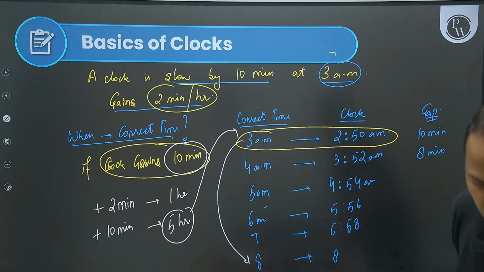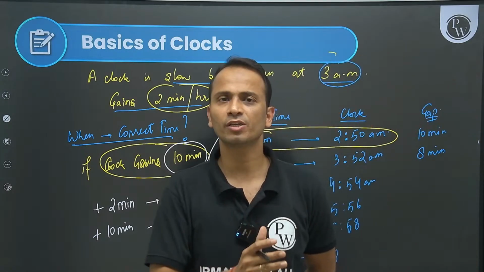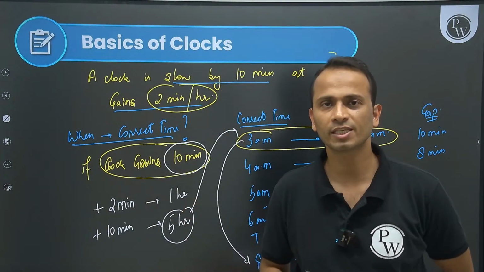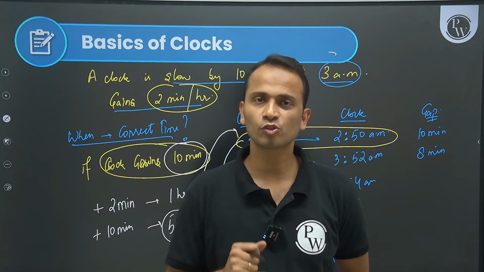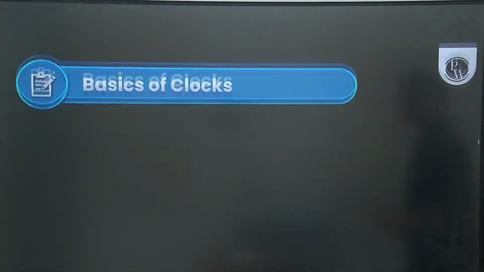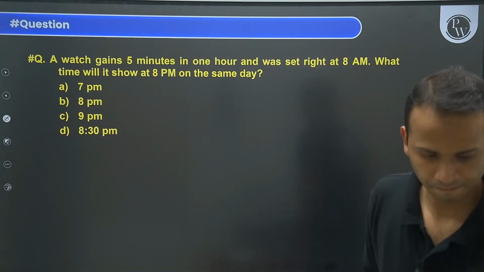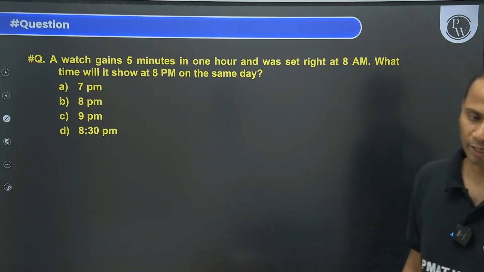Perfect, perfect, great. Let's go. So we have understood the concept of the clocks which gain time, the clocks which lose time, and the clocks which are fast or slow. Okay? So now let's have a look at the questions related to this. So let's solve two or three questions.